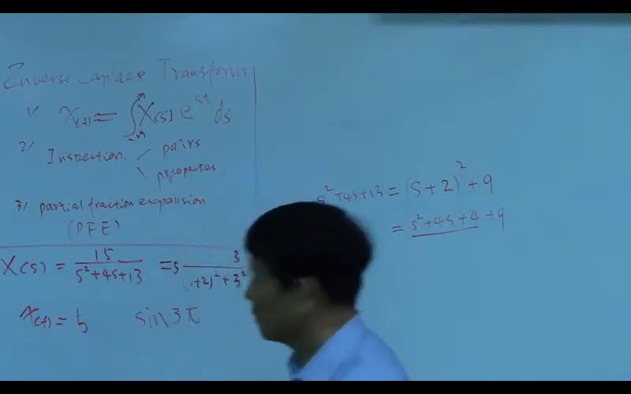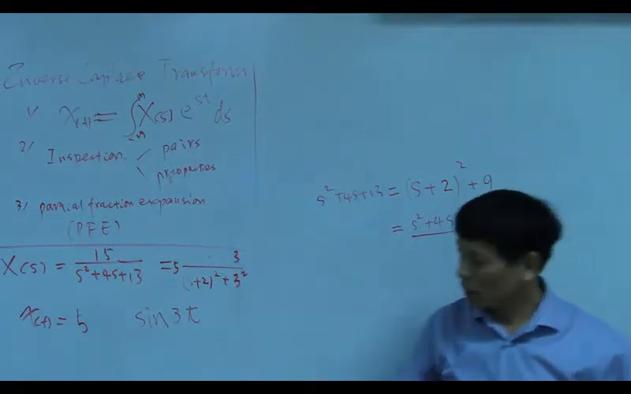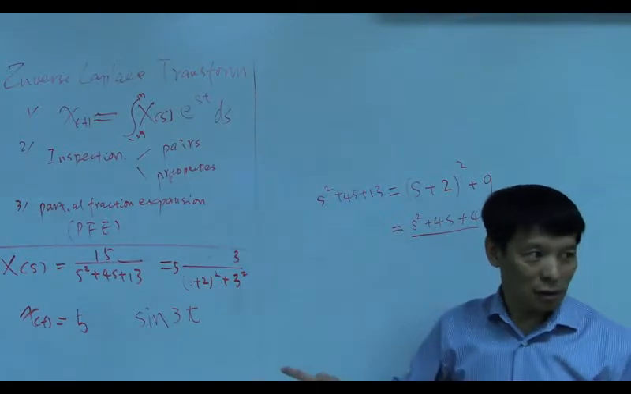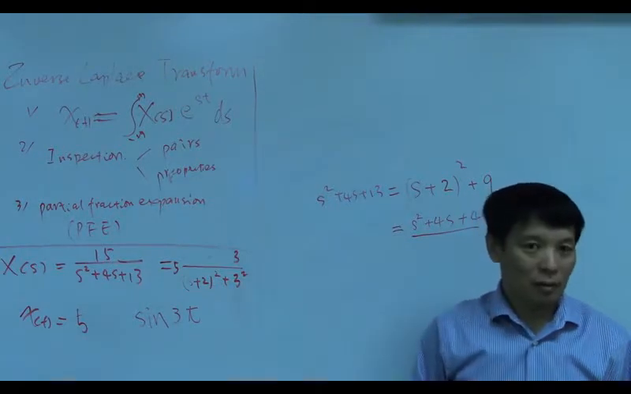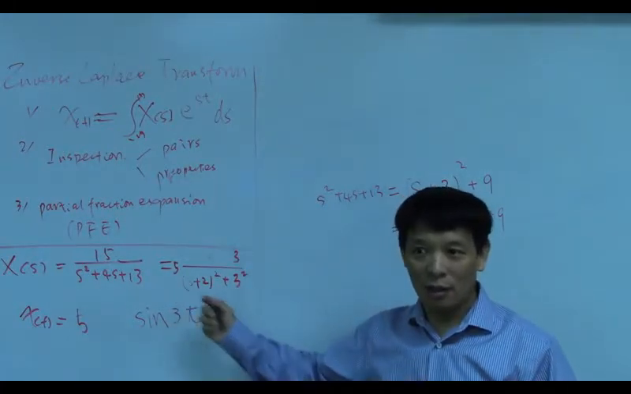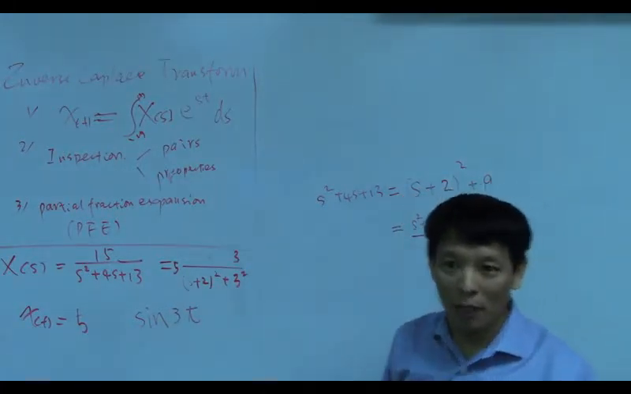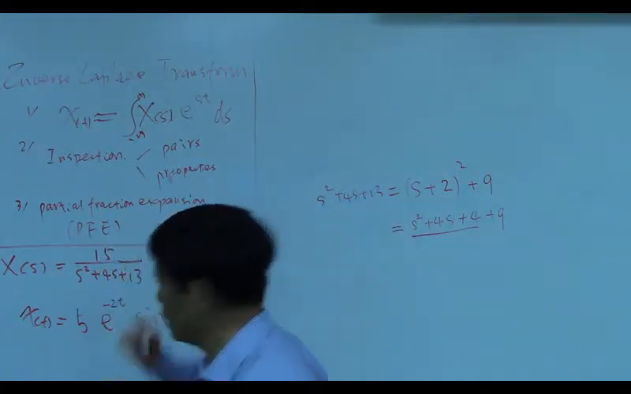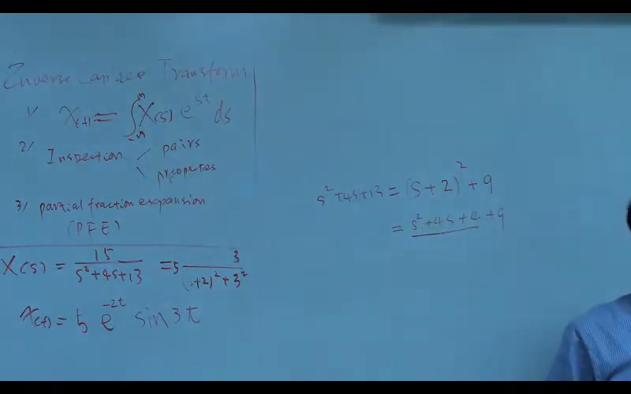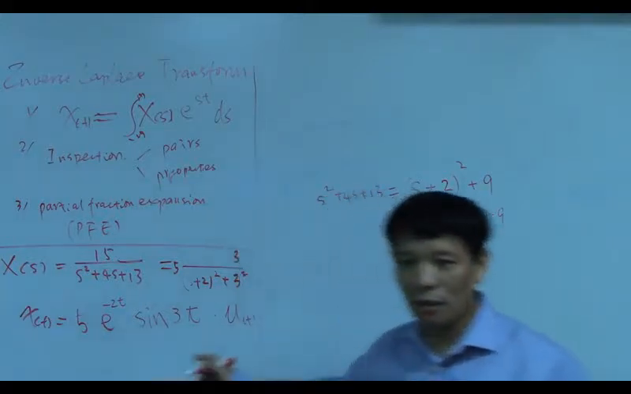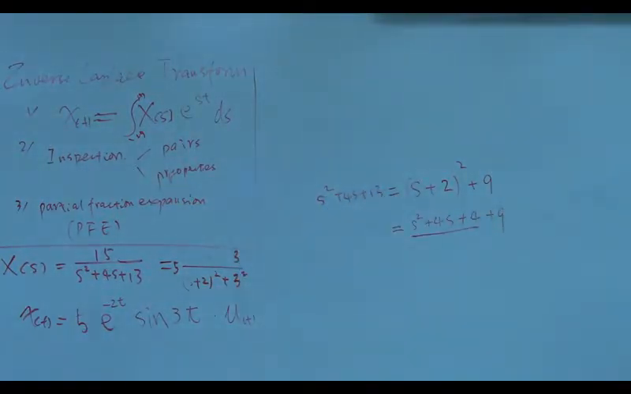3t, right? Sine 3t. Okay, so this gives us 3 over s squared plus 9. But the actual is s plus 2. So we need to deal with this plus 2. So we are going to multiply by e to the power of negative 2t at the front. Then we can write times u(t). Right? Okay. That's it.